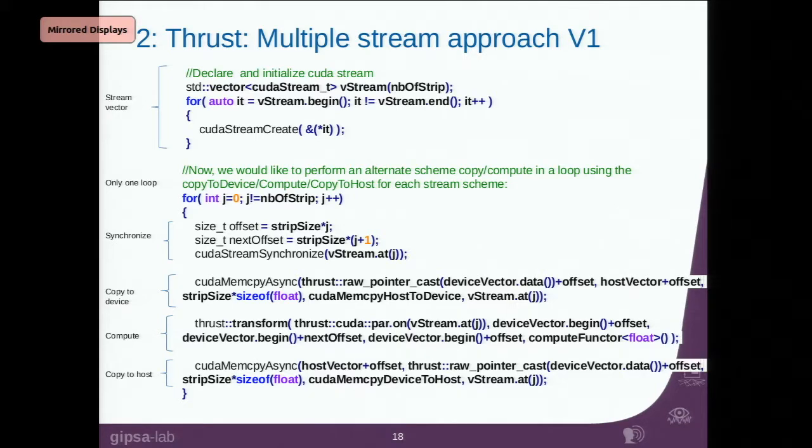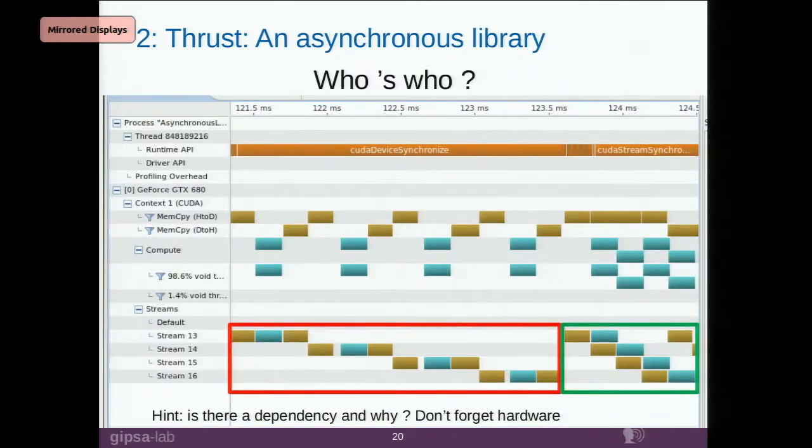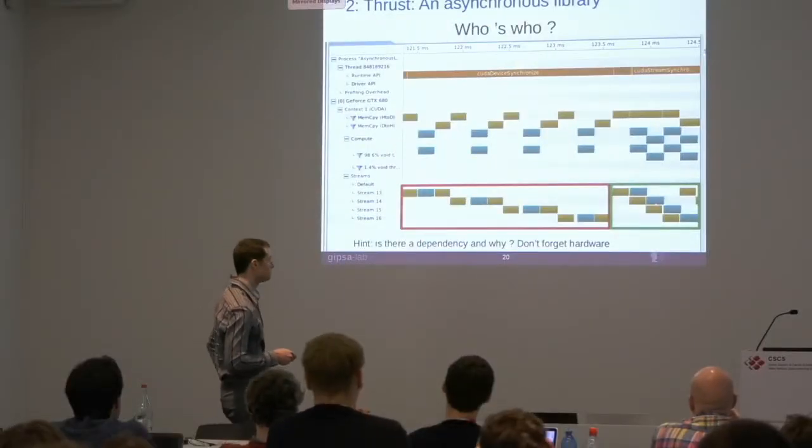Okay, so we can do that in only one loop, but there is also another solution, which is to do one loop for each operation. So perform the synchronization over all previous work, then launch all the copies from host to device, and launch all the workloads, and then launch all the copies back to host. This is another solution. Both should work. But in practice, when we tested those two solutions and used the NVIDIA Visual Profiler, we got two very different profiles.